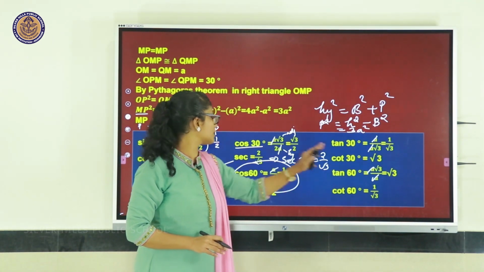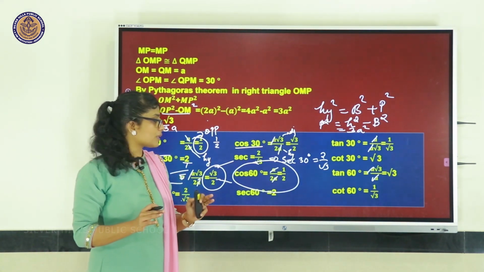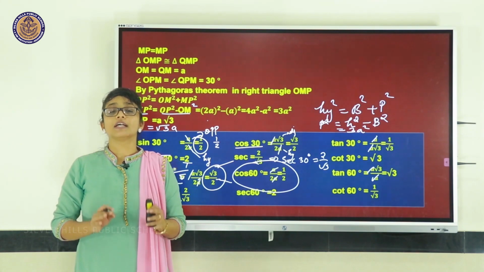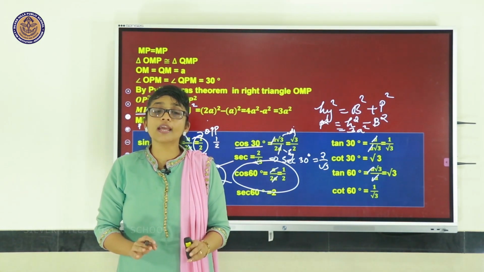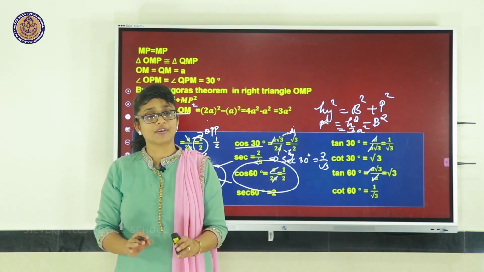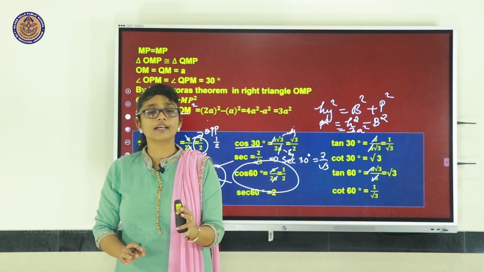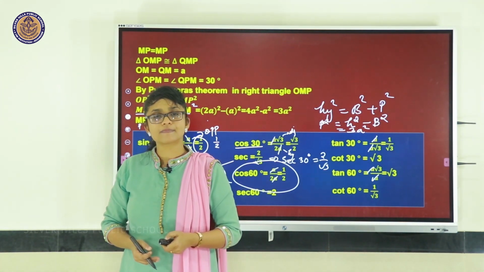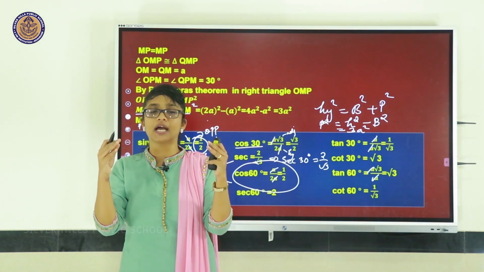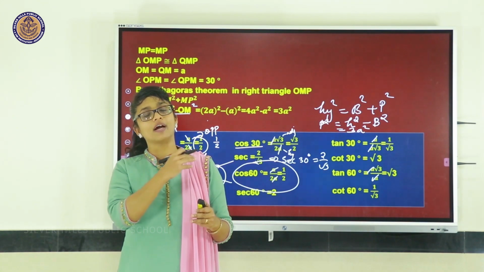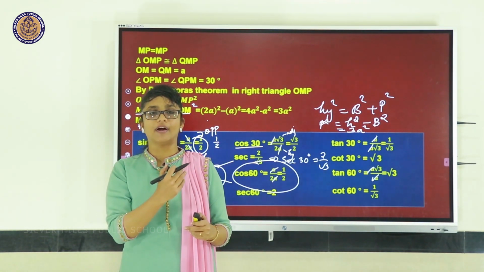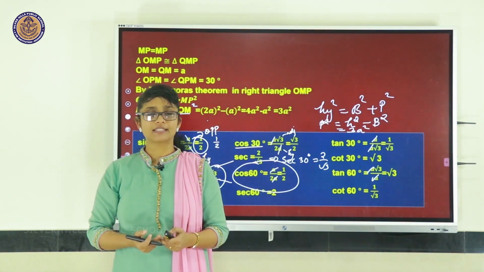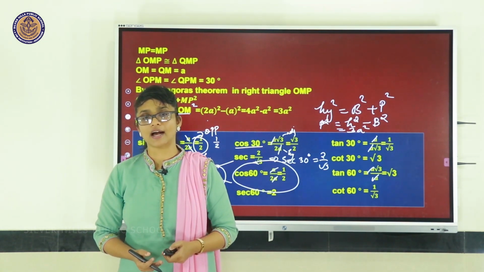Tan 60 root 3, cosec 60 2 by root 3, sec 60 2 and cot 60 1 by root 3. This year we have to focus only on these 3 trigonometric ratios of specific angles, 45 degree, 30 degree and 60 degree. We have to learn by heart all the measures of these 3 angles. And you can imagine the triangles picture in your mind, and you can find the trigonometric ratios of 45 degree, 30 degree and 60 degree. Okay. Let's move to some examples based on these specific angles.